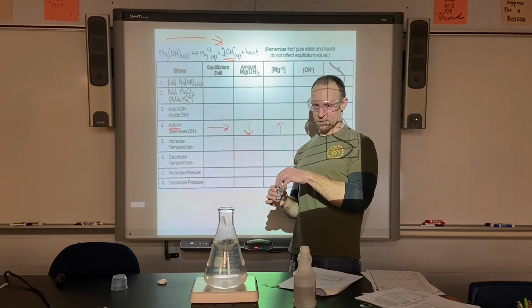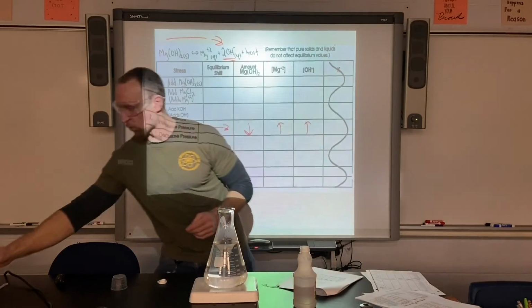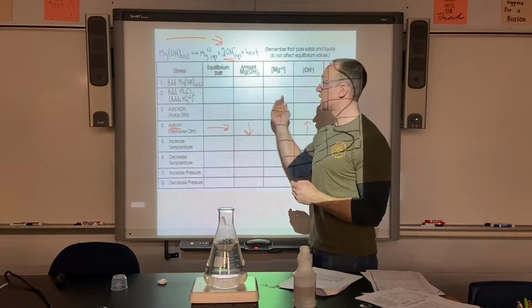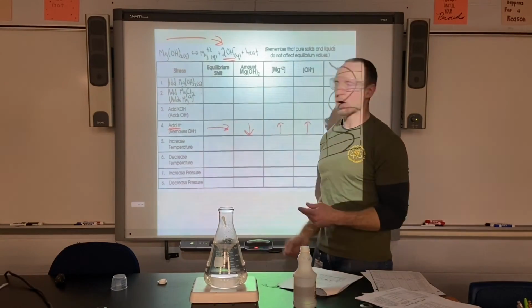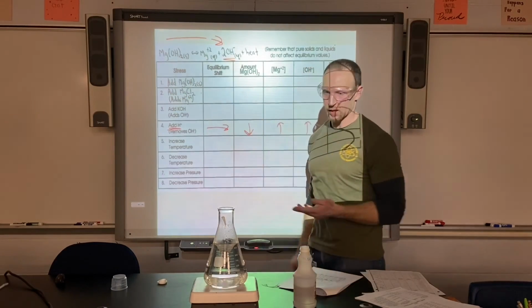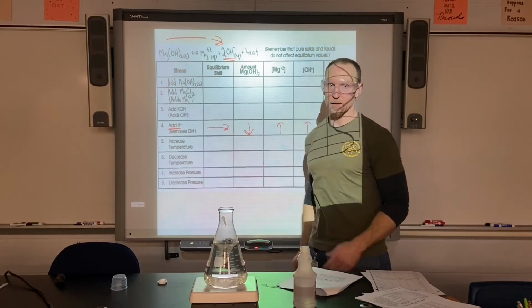There we go. So I just made a clear solution. Why is it clear? Because I shifted it so far right that I used up all of the reactant, and now I've forced an insoluble substance to dissolve. Look, it's totally clear now. I shifted it so far right, and that's pretty cool, all right?